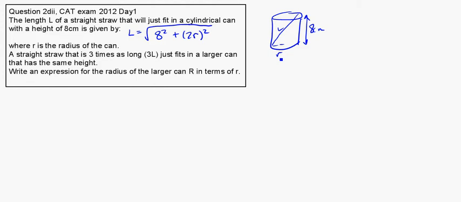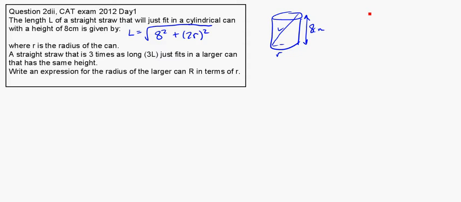And they give a picture, looks better than mine, where you see the radius of the can and the straw that's fitting diagonally inside of it with a height of 8 centimeters. A straight straw that is 3 times as long, 3L, just fits in a larger can that has the same height. Write an expression for the radius of the larger can in terms of the little r. So the first thing that might be helpful for you is to draw a diagram for what they're talking about.